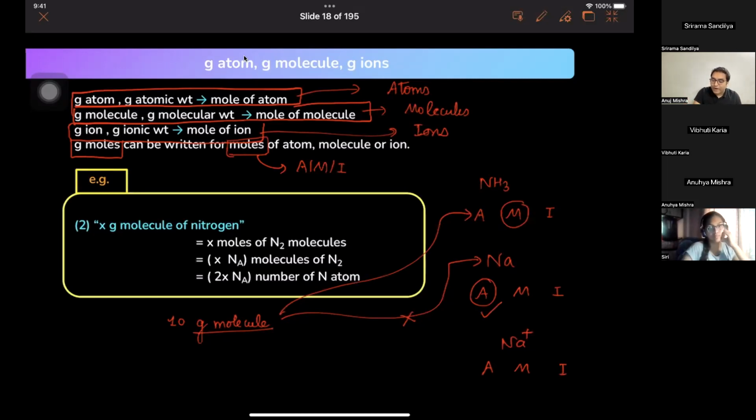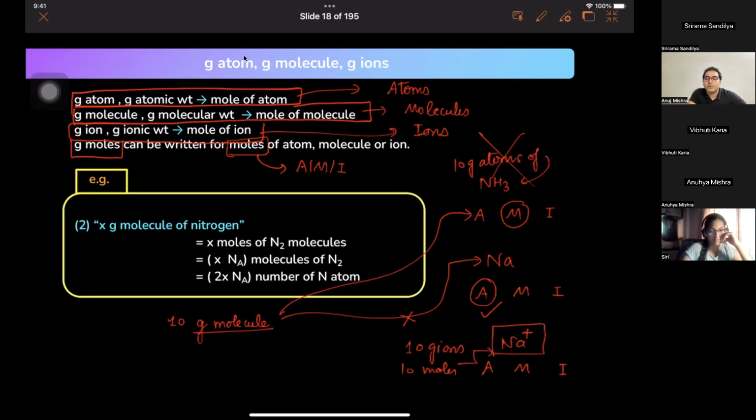Nobody will write 10 gram atoms of ammonia. Never ever you'll find. 10 gram atoms of ammonia is a wrong statement, because how can ammonia be an atom? It's a molecule. Is it clear? Similarly, gram ions. Na plus is mentioned here. If you write 10 gram ions of Na plus, that's nothing but 10 moles of Na plus. Clear? But gram ions has to be used because it's an ion.